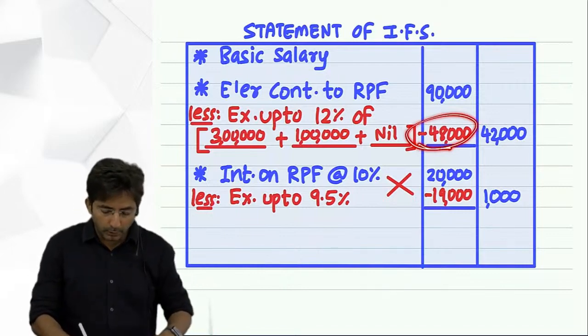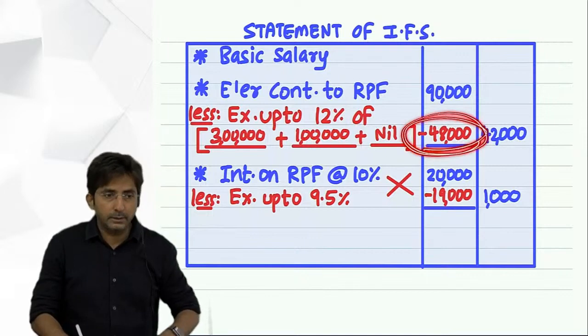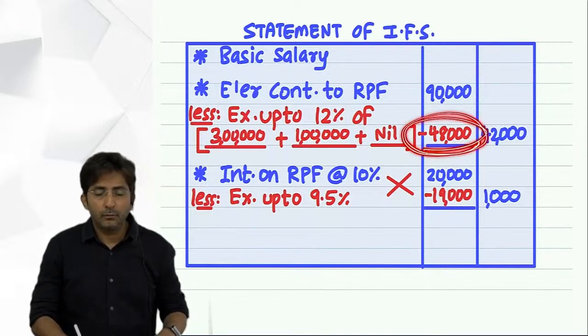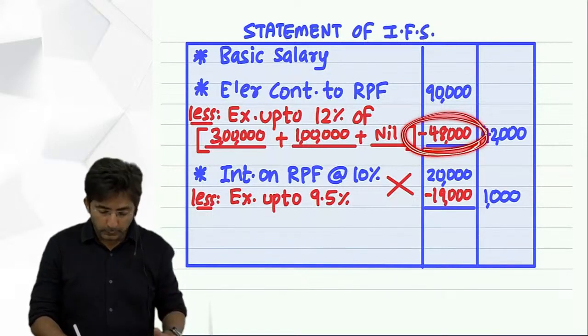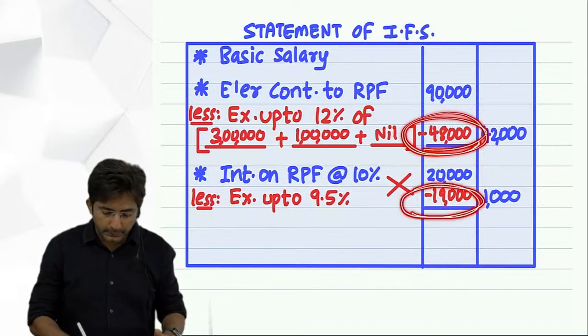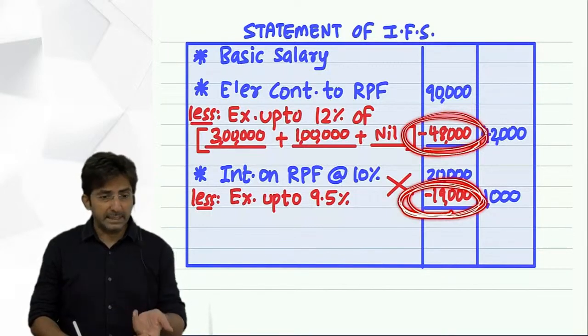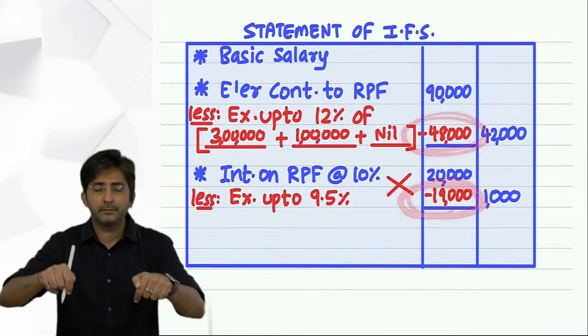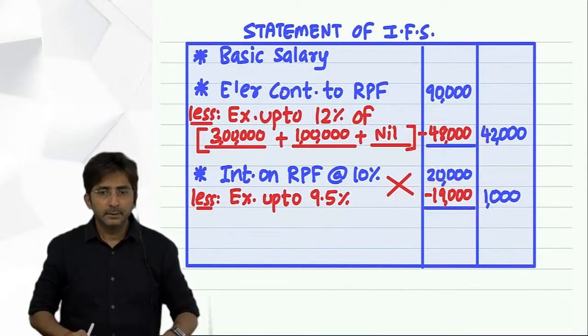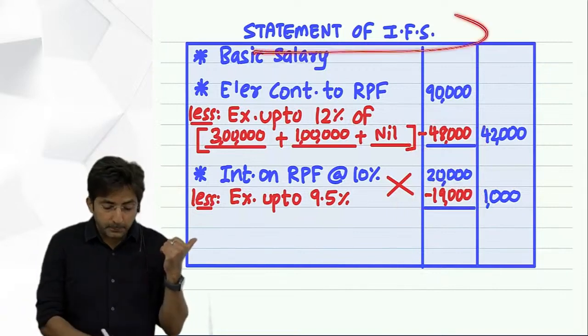So what is the total of 3 years? 48,000 into 3? 1,44,000. And 19,000 into 3 years? 57,000. So all this amount will become taxable in the fourth year. Fourth year when this statement is prepared.